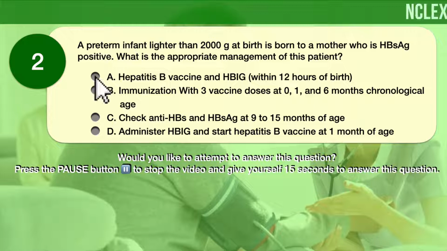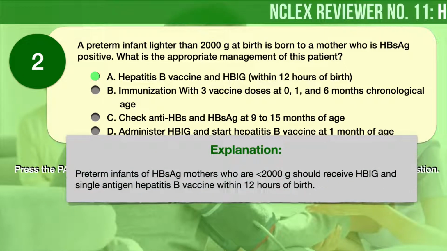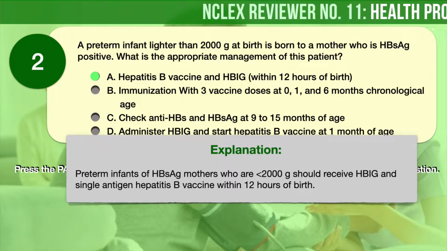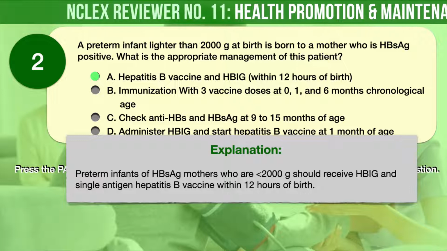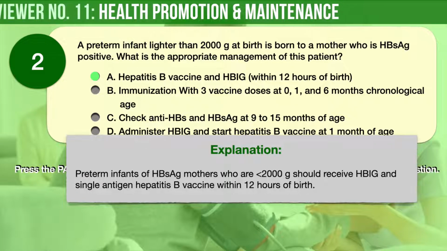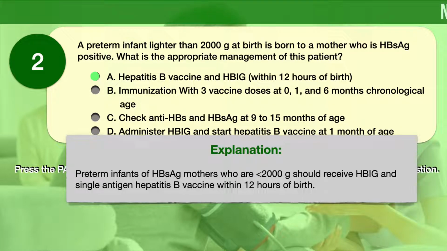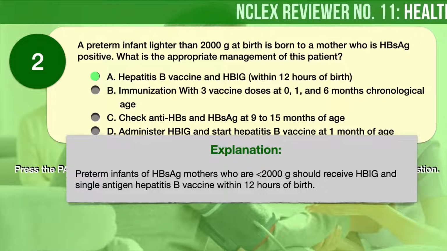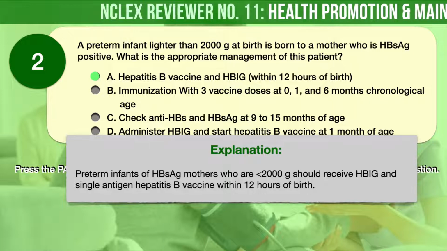The correct answer is A. Hepatitis B vaccine and HBIG, within 12 hours of birth. Preterm infants of hepatitis B surface antigen positive mothers, who are less than 2,000 grams, should receive HBIG and single antigen hepatitis B vaccine within 12 hours of birth. The first dose is not counted as part of the series, so additional doses are given at 1, 2 to 3, and 6 months. After the first dose, multiple antigen vaccines can be used.